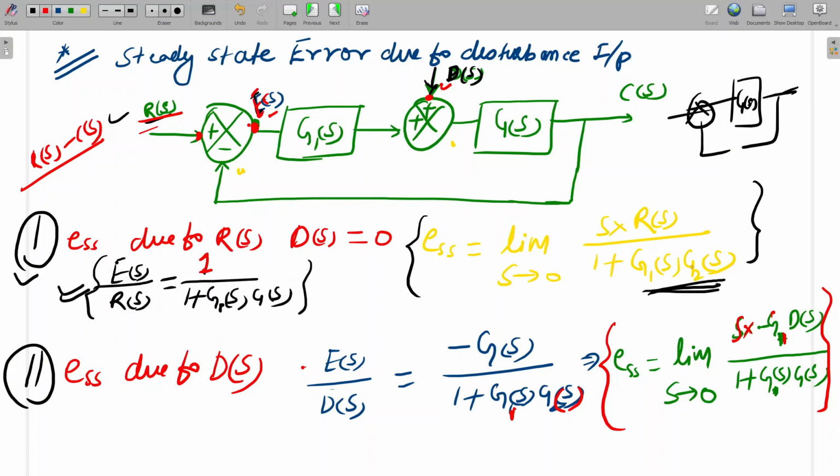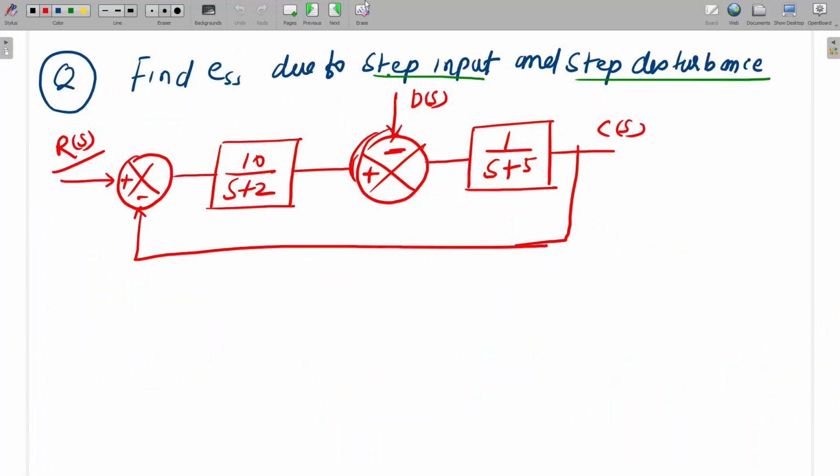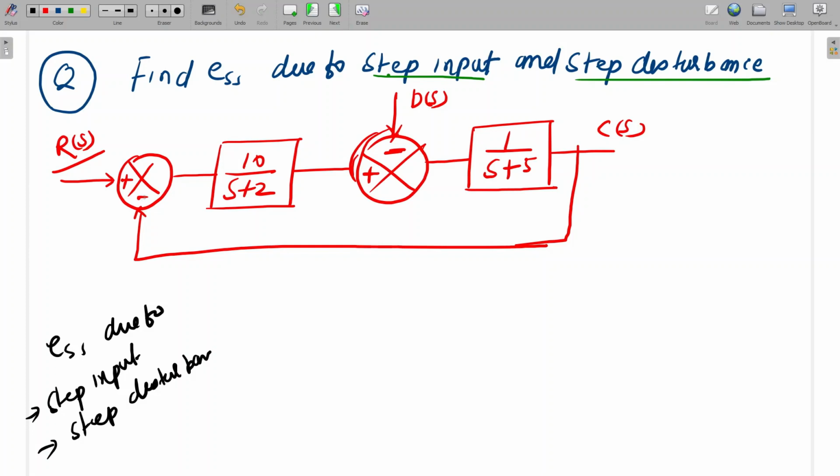Yes, sir. Clear, sir. Okay, so these two things we should remember. ESS due to disturbance will be limit s tends to 0, s into minus G(s) into D(s) divided by 1 plus G1(s) into G(s). So this one question I have given. Can you try what will be the ESS due to a step input, first question, and second question due to a step disturbance. You check the plus minus sign and try to solve it. I will write the formula also here.